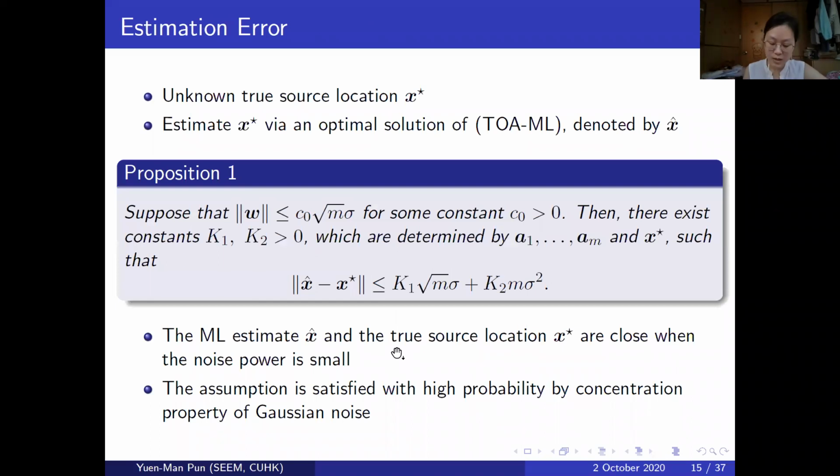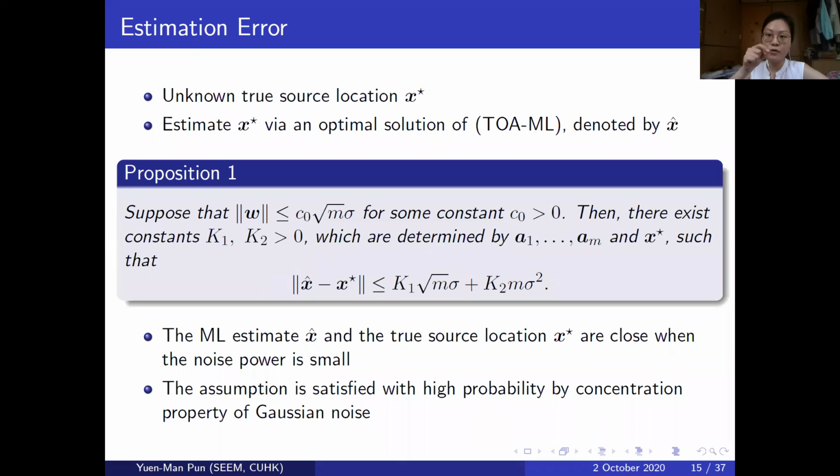Before we talk about local strong convexity, we start with the estimation error, which will be quite crucial in our development of local strong convexity. We have the unknown true source location x star, and we would like to estimate x star via an optimal solution of the ML function of the TOA localization, which we denote as x hat.